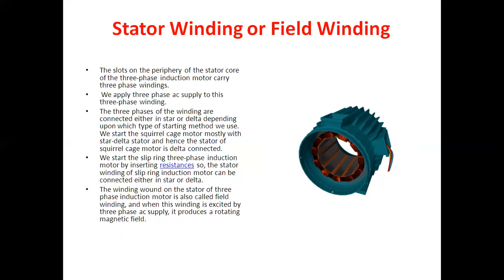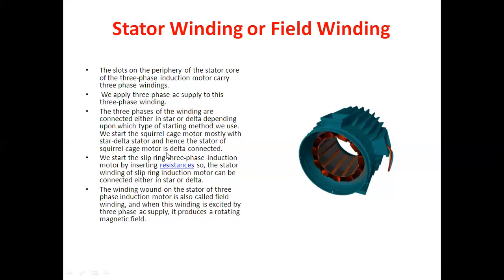We apply a three-phase AC supply to this three-phase winding, that is the stator winding or the field winding. The three phases of the windings are connected either in star or delta depending upon which type of starting method we use. We start the squirrel cage motor mostly with a star-delta starter, and hence the stator of the squirrel cage motor is delta connected.